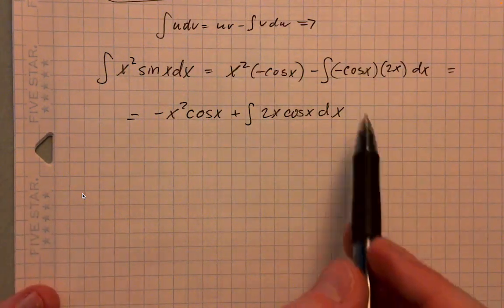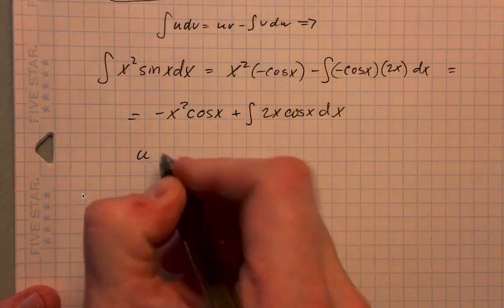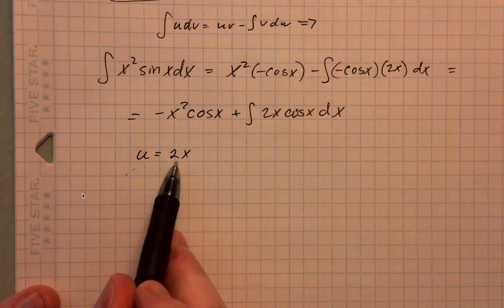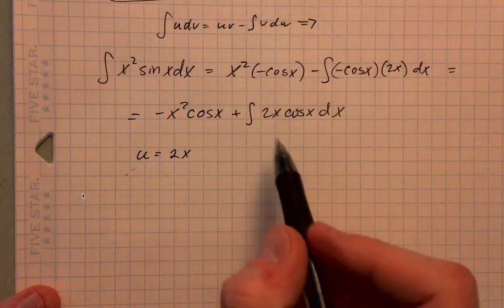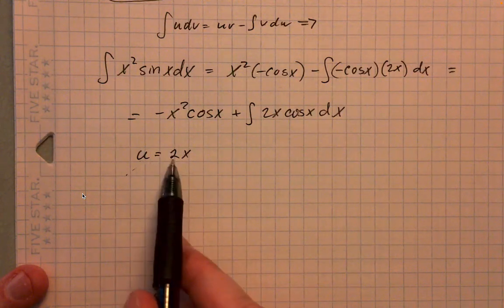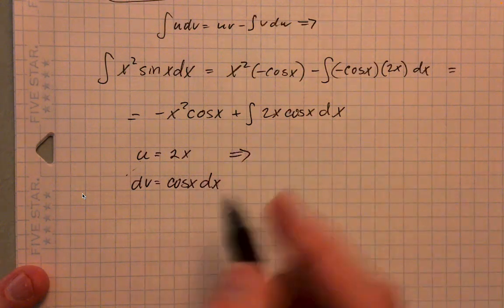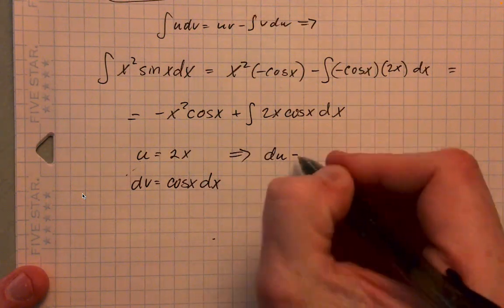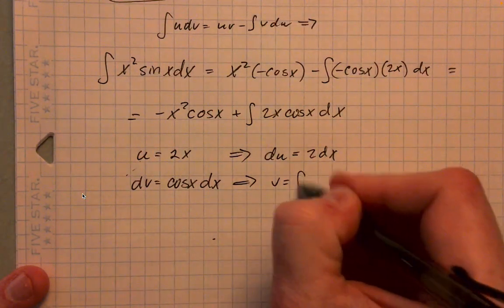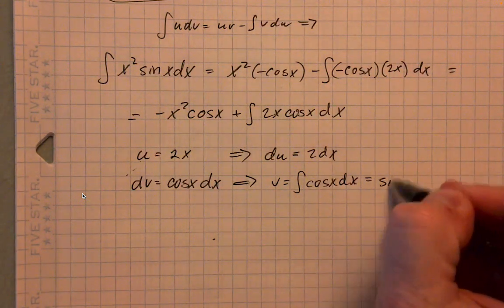So what we can do here is actually do integration by parts again, right? And the advantage in doing that is that if we choose u to be equal to 2x, then du is just going to be a constant, right? And that's going to simplify the integral considerably. So if u is 2x, then dv is cos x dx. That means we've got a du of 2dx, and a v that's just the integral of cos x dx, which is equal to, of course, the sine of x.